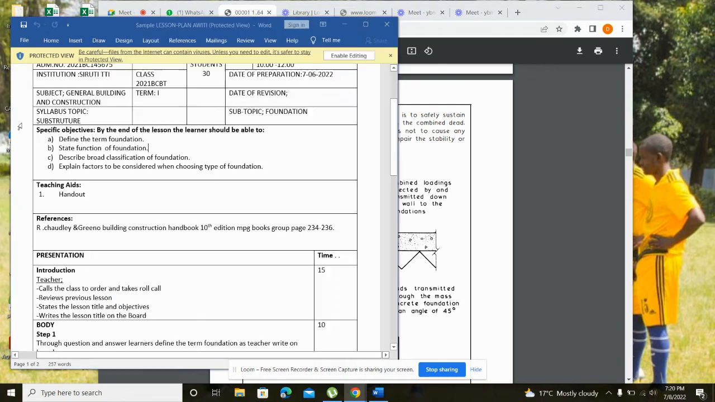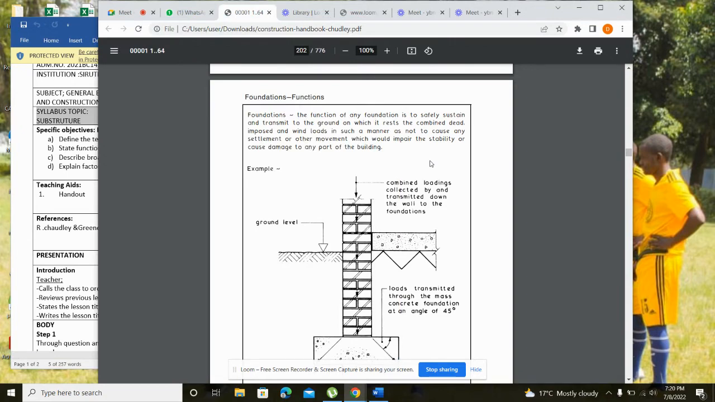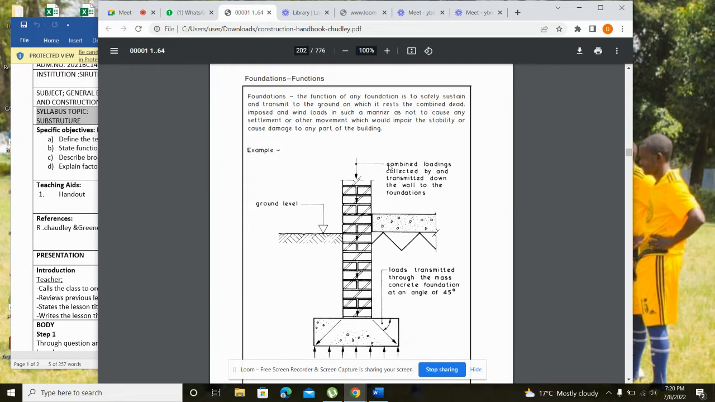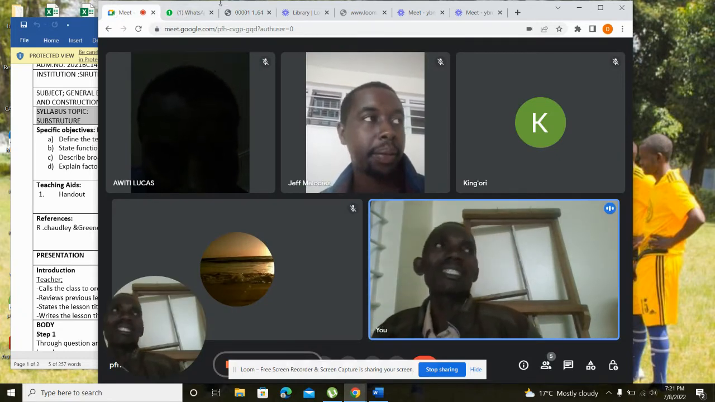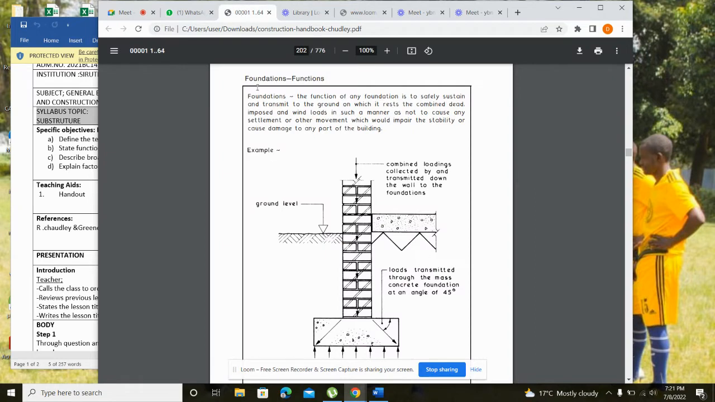Now, after you have known what foundation is, can somebody tell us some of the functions of foundation? First of all, we said that the main function of foundation is that it transmits the loads. We have got the live loads, dead loads, it transmits to the ground. And not only transmitting, but it distributes the loads evenly. So we have talked about the transmission of the loads as one of the functions of the foundation. Is that right?